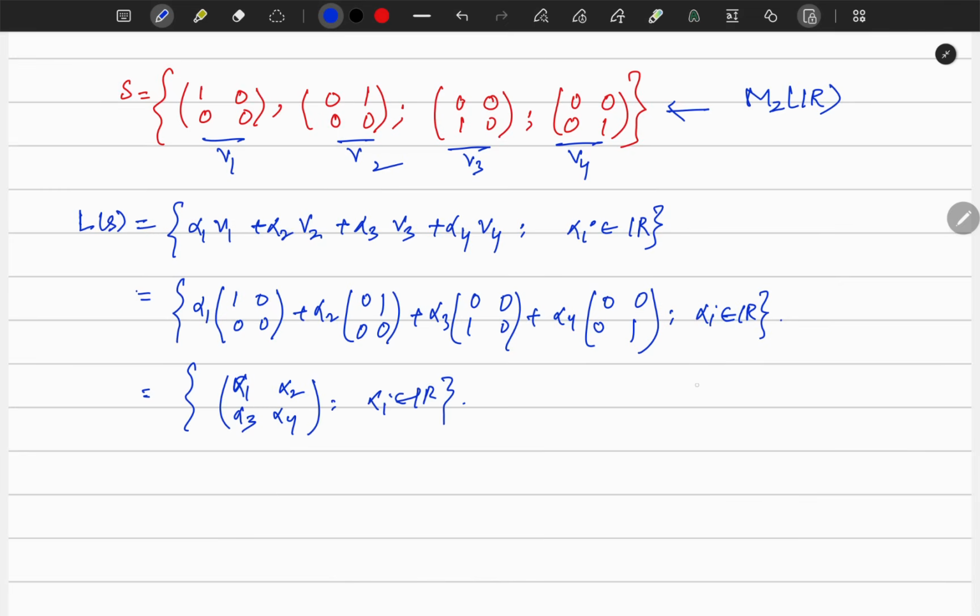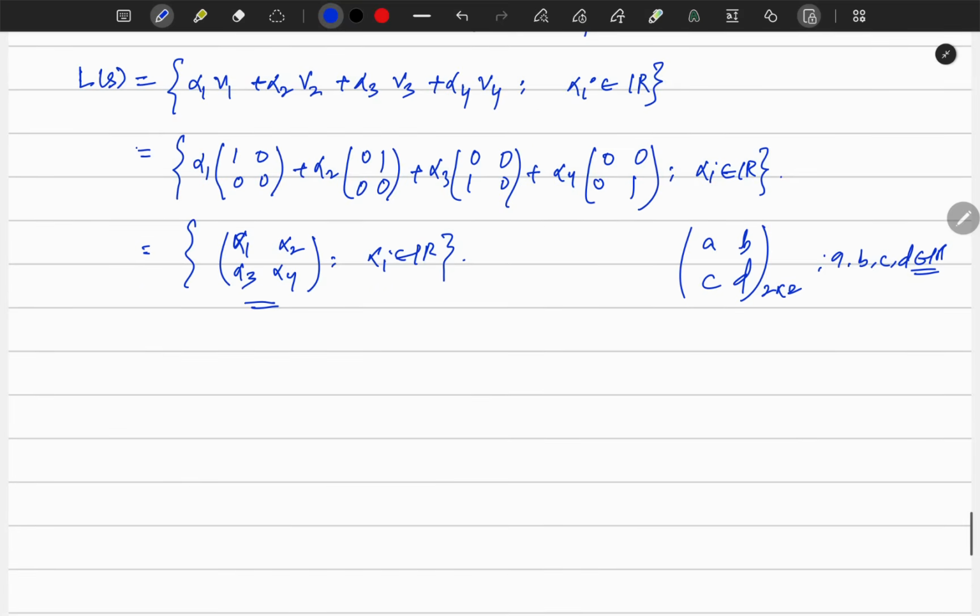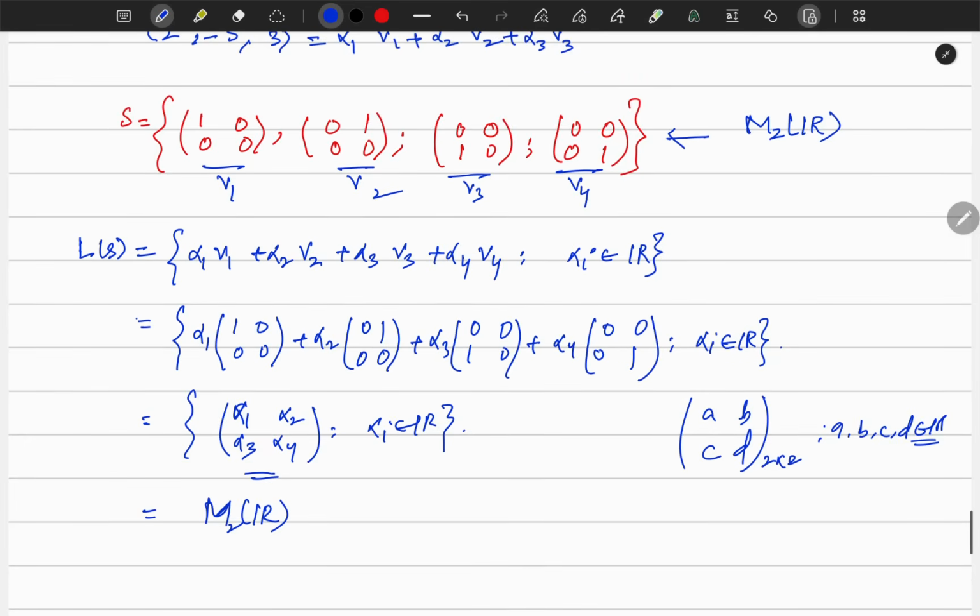You know what a matrix is? We say that A, B, C, D is a 2 cross 2 matrix if A, B, C, D are real numbers. So we say it is a real matrix. It is the same definition, so we can say it is M2 over R. So the linear span of these vectors is the whole M2 over R. Even these are the standard bases of M2 over R. This may be the question.